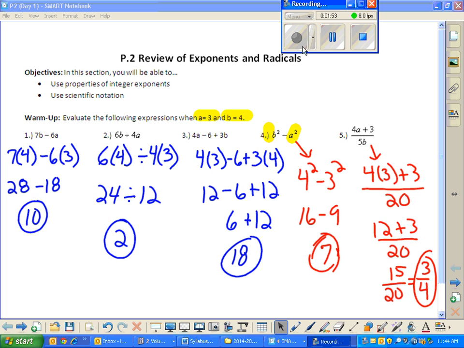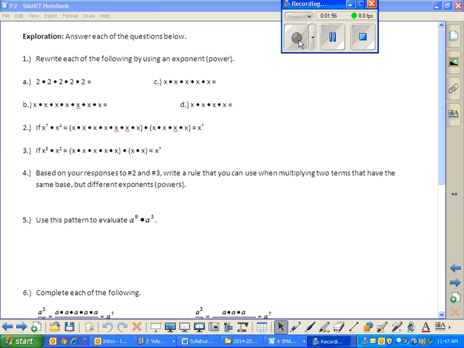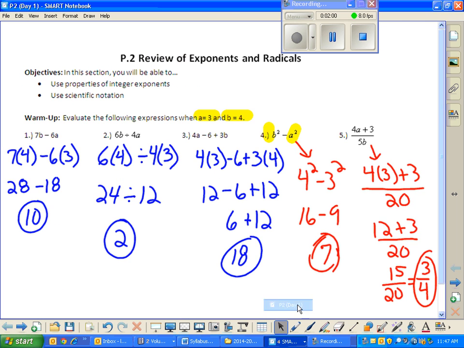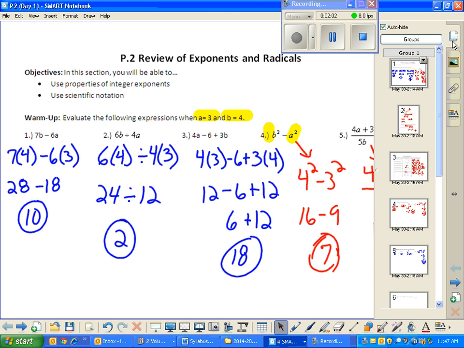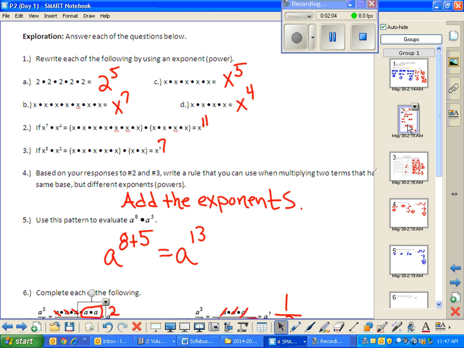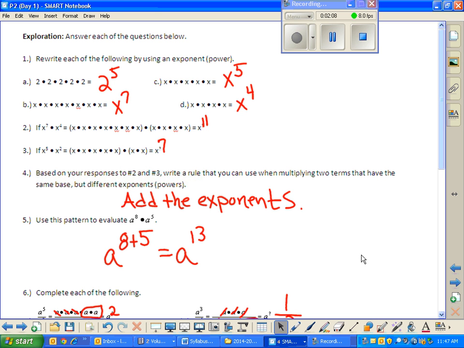Okay, so now you're working on your exploration. Real quick, take care of this for you. As I walk around the room, you folks were doing a pretty good job with this. The purpose of today's lesson, again, is to review our properties of exponents. Basically, we're going to finish this exploration, fill in the chart on page 14, and that's probably going to take us to the end of the lesson. Wrap it up here.